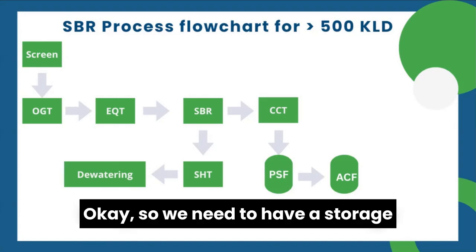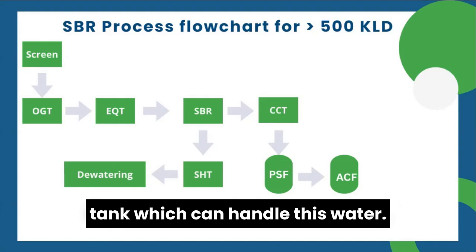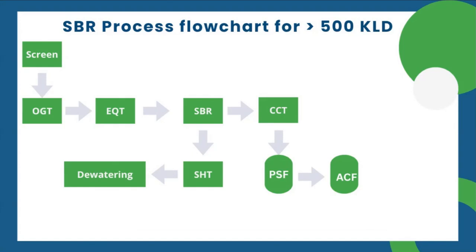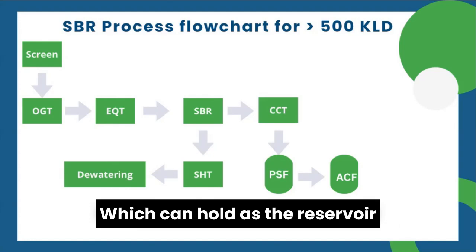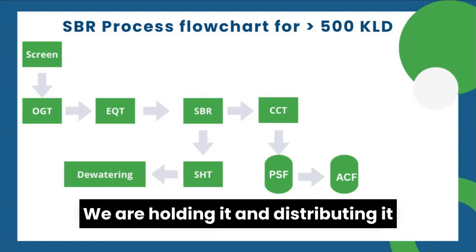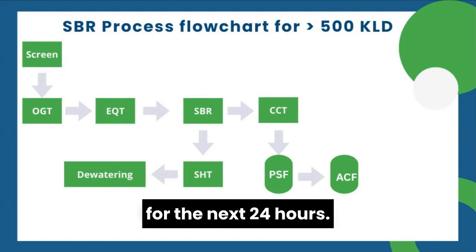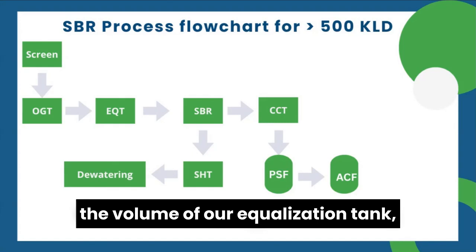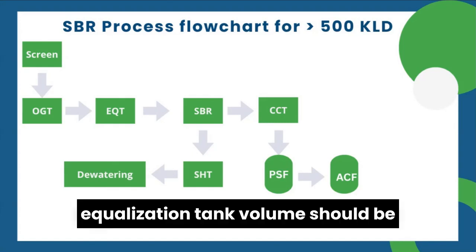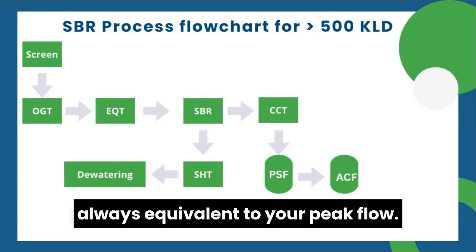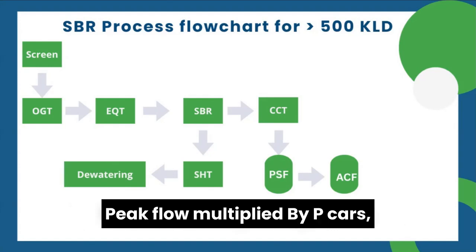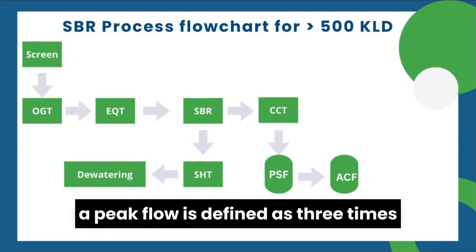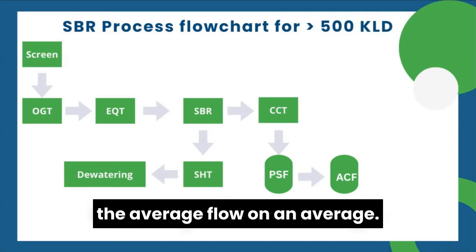Okay, so we need to have a storage tank which can handle this water, right? Which can hold it as a reservoir for this water. We are holding it and distributing it over the next 24 hours. All right. Now, in an SBR, what should be the volume of our equalization tank? Equalization tank volume should always be equivalent to your peak flow multiplied by peak hours. A peak flow is defined as 3 times the average flow.